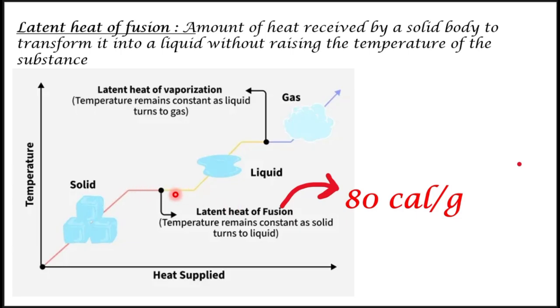The heat supplied increases, and the amount of heat received by a solid body to transform into liquid without raising the temperature of the substance is known as latent heat of fusion, which is 80 calorie per gram. Latent heat of fusion is related to the solid-liquid phase change. But when liquid is changed to gas, there is latent heat of vaporization. So here temperature remains constant as liquid turns to gas.